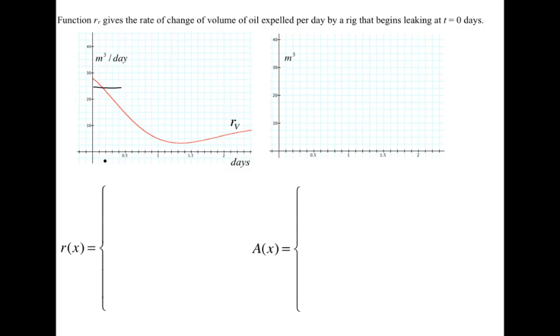What about from 0.5 to 1? Someone said 10, 8. These are good, both of these. 9, 10, 8, something like that. What about from 1 to 1.5? 5, 4, something like that. 1.5 to 2? 7, 6, 8, something like that.